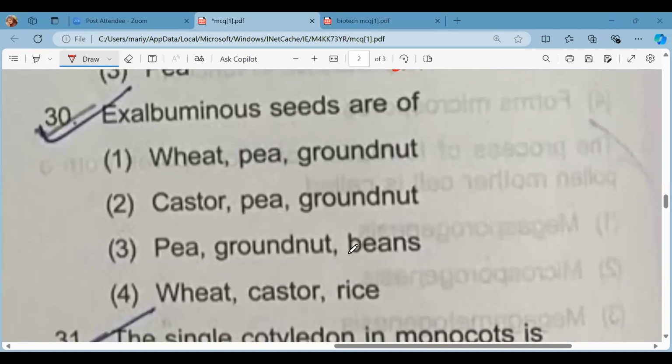Now see this, albuminous seeds. Albuminous seeds are those seeds that have the endosperm present in them. The endosperm is persistent. The examples would be pea, groundnut, and beet.